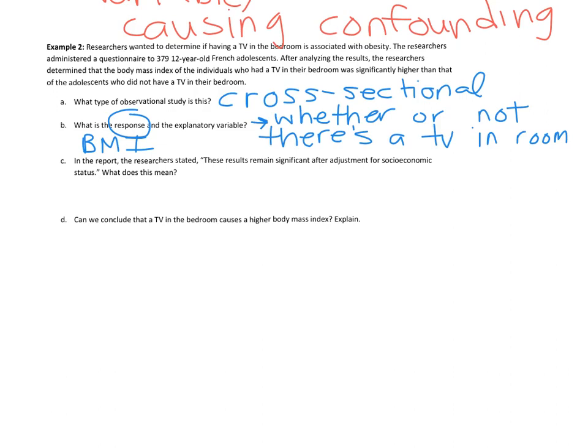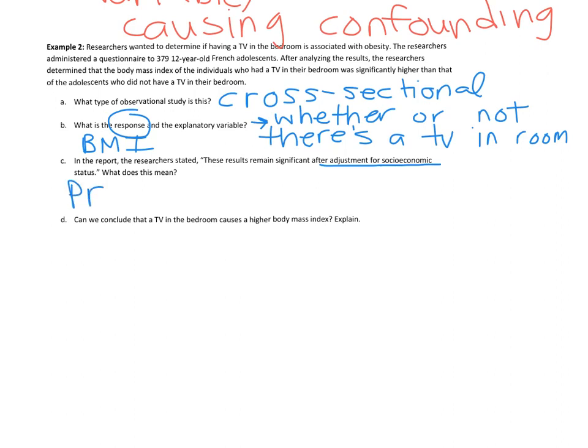Okay. In the report, the researchers stated the results remain significant after adjustment for socioeconomic status. So that means they somehow were able to separate socioeconomic status from the other variables, whether or not there's a TV in the room and the BMI. All right, sometimes you can do that by grouping them in those like homogeneous groups. So what does this mean? We could say that they were trying to prevent confounding. They were able to separate those explanatory variables.